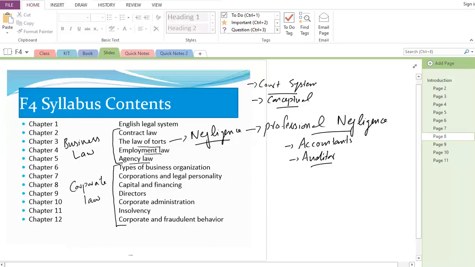We know F4 stands for business and corporate law. So the corporate law in which we are going to study the functions of the corporate, the introduction of the corporation, how shares will be issued, how the company will be working. So first of all, in this chapter, types of business organization, we are going to study how an organization evolves.